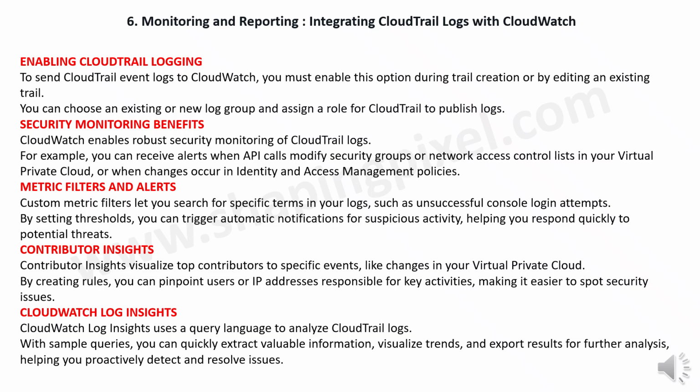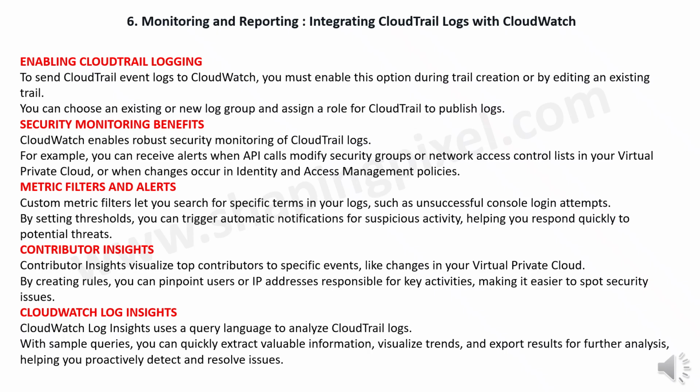AWS CloudTrail and Amazon CloudWatch work together to enhance your security monitoring by providing deep visibility into your infrastructure. By integrating CloudTrail logs with CloudWatch, you can quickly identify risks and anomalies across your AWS environment. To send CloudTrail event logs to CloudWatch, you must enable this option during trail creation or by editing an existing trail. You can choose an existing or new log group and assign a role for CloudTrail to publish logs.